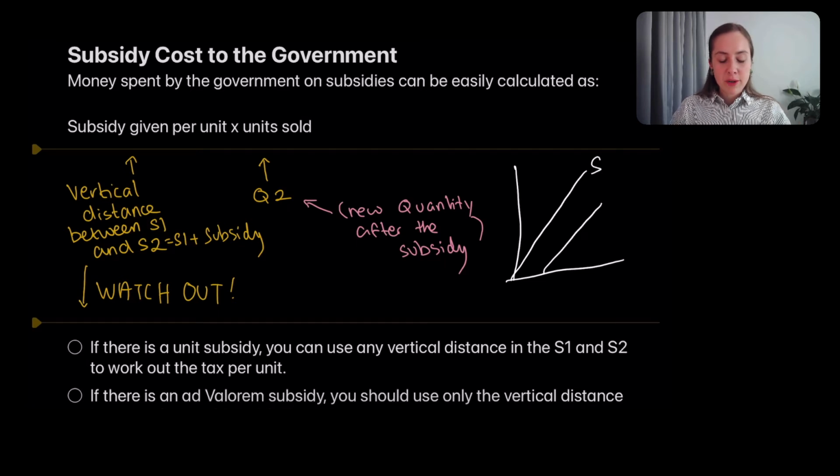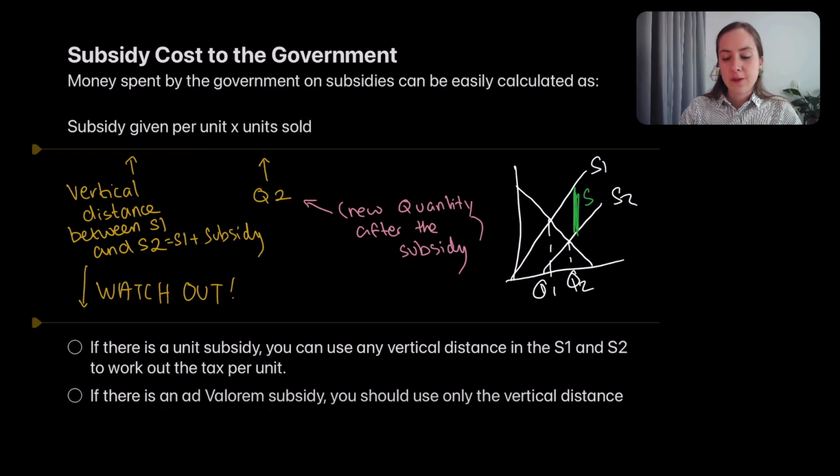The subsidy given per unit, just to remind you, is the gap between your supply curves, and that's how much was subsidized. And remember, the subsidy actually changes the quantity sold. So you have to be really careful not to use Q1, because Q2 units have been subsidized. Q2 units have been sold.